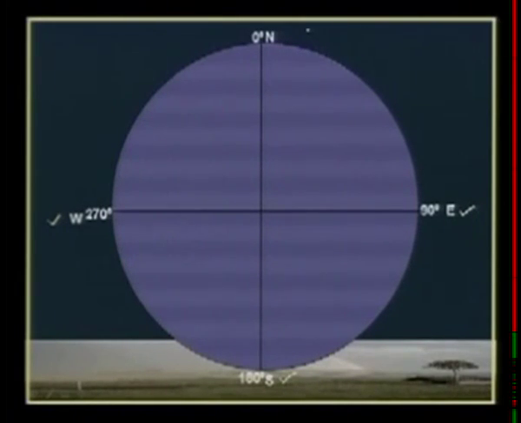So suppose I am going in the clockwise direction, and I start measuring the angles. Suppose I start with a 0 angle, which I call north. At east the angle will be 90 degrees, at south it will be 180 degrees, and at west it will be 270 degrees.